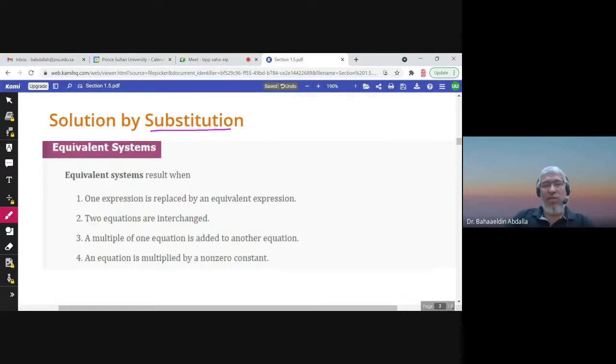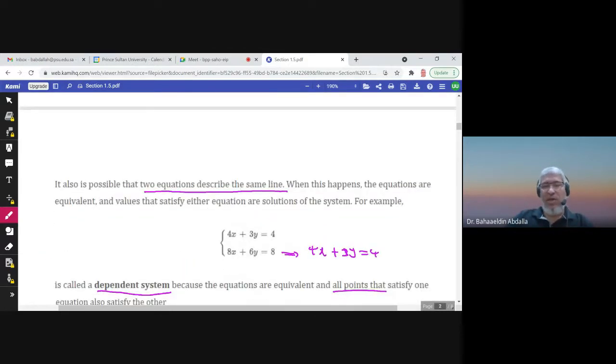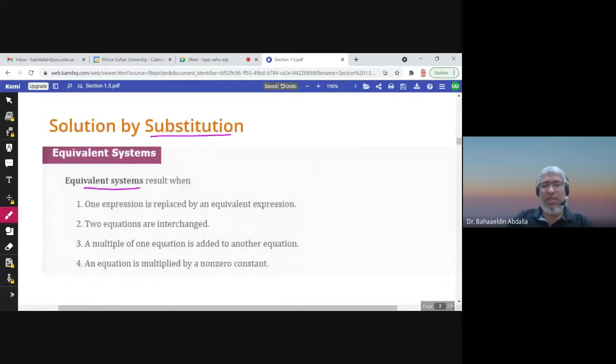Before using the method, let us define what we mean by equivalent systems. Systems would be equivalent, which means they have the same solution, if one expression is replaced by an equivalent expression. Okay, if you replace equivalent expressions, then this will not change the solution of the system. If you interchange two equations, so for example, this system, if you write this equation first or this equation first, it doesn't matter. The system will not change. So this is what we mean by interchanging.